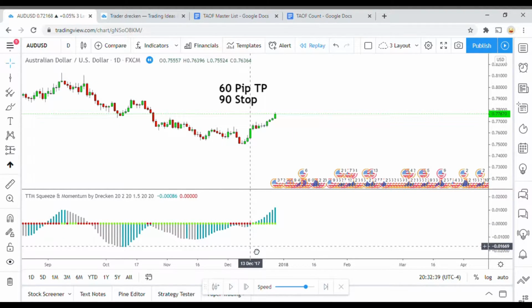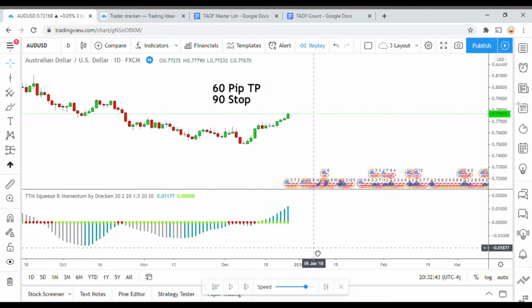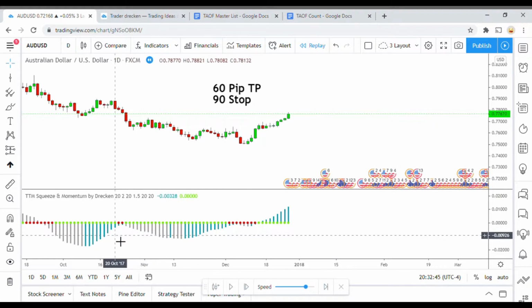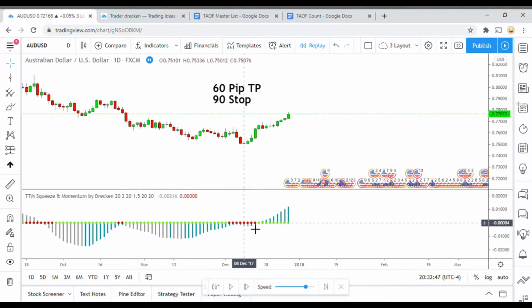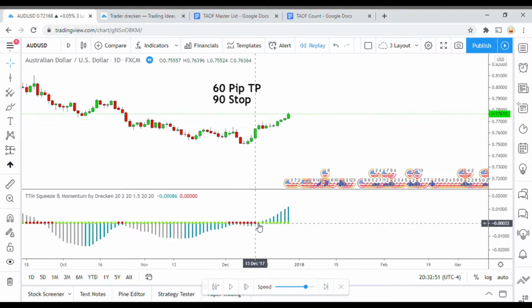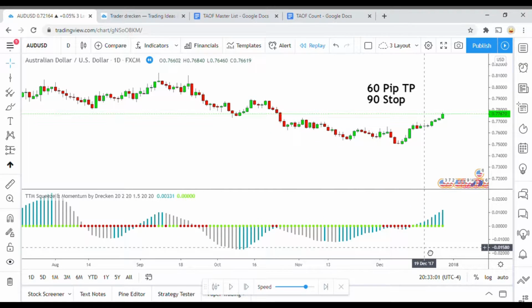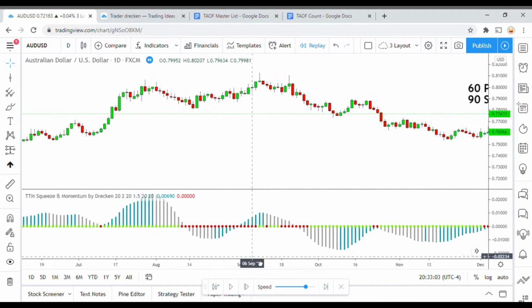And so the theory here is that it's kind of a twofold system. What we are looking for is a break of the zero line, either up or down. And then we are waiting for confirmation when the dots are green and not red. And so let me see if I can scroll back in. Here we go.